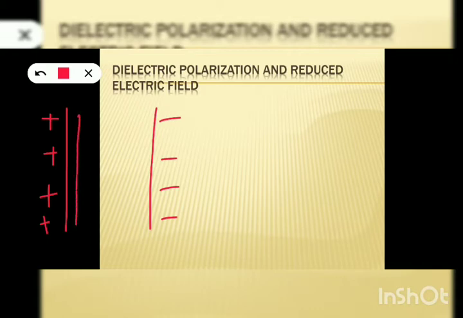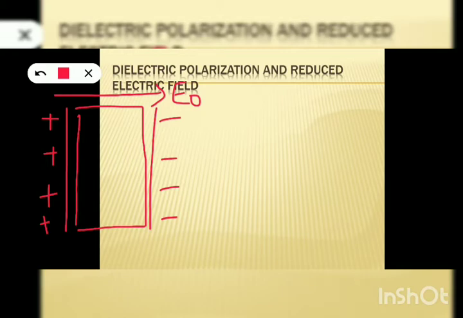Now, introduce a dielectric slab in between the plates. So here we have an electric field. We have introduced a dielectric slab in that electric field. That electric field points from the positive plate to the negative plate, and this is our external electric field. Okay. Next, we have introduced a dielectric slab.